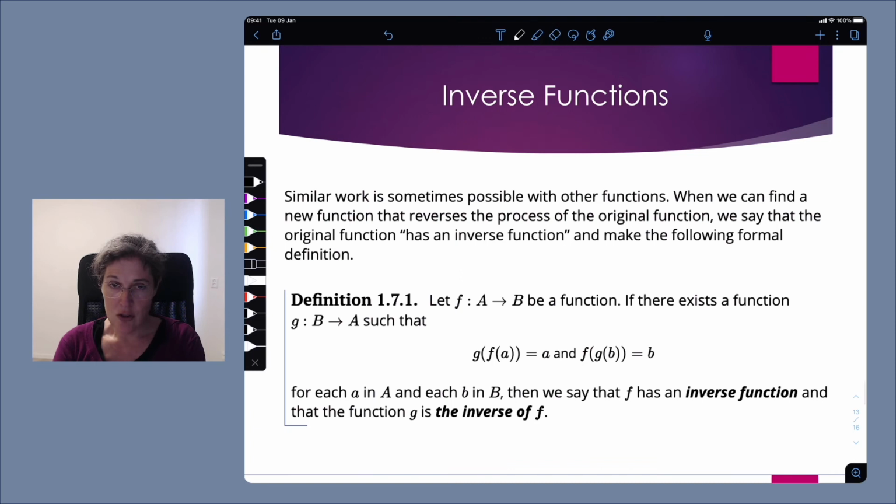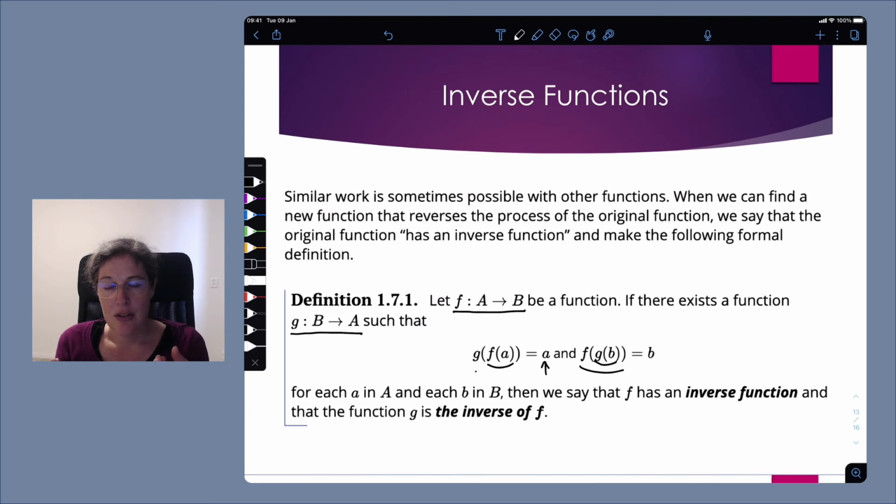But in general, if we have a function that maps from a to b, and we have another function which undoes what that original function f does. So we've got our function f mapping from a to b, and we've got some other function g that goes in the opposite direction that undoes. So if we put f of a into g, then we get a back. And if we put b into g and then take f, we get b back. And if that happens for every a in our domain and b in our range, then we say that f has an inverse function, and the function g is called the inverse of f.